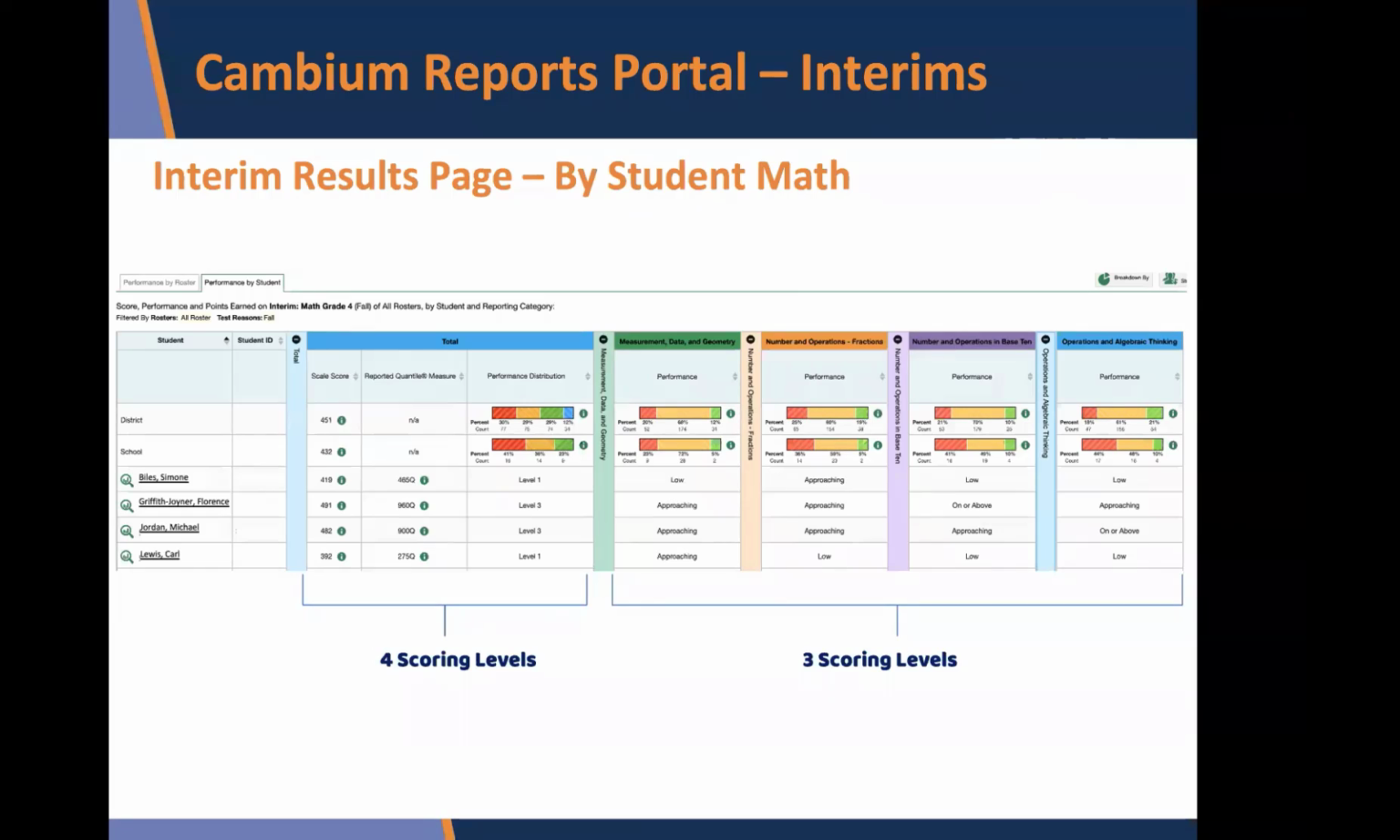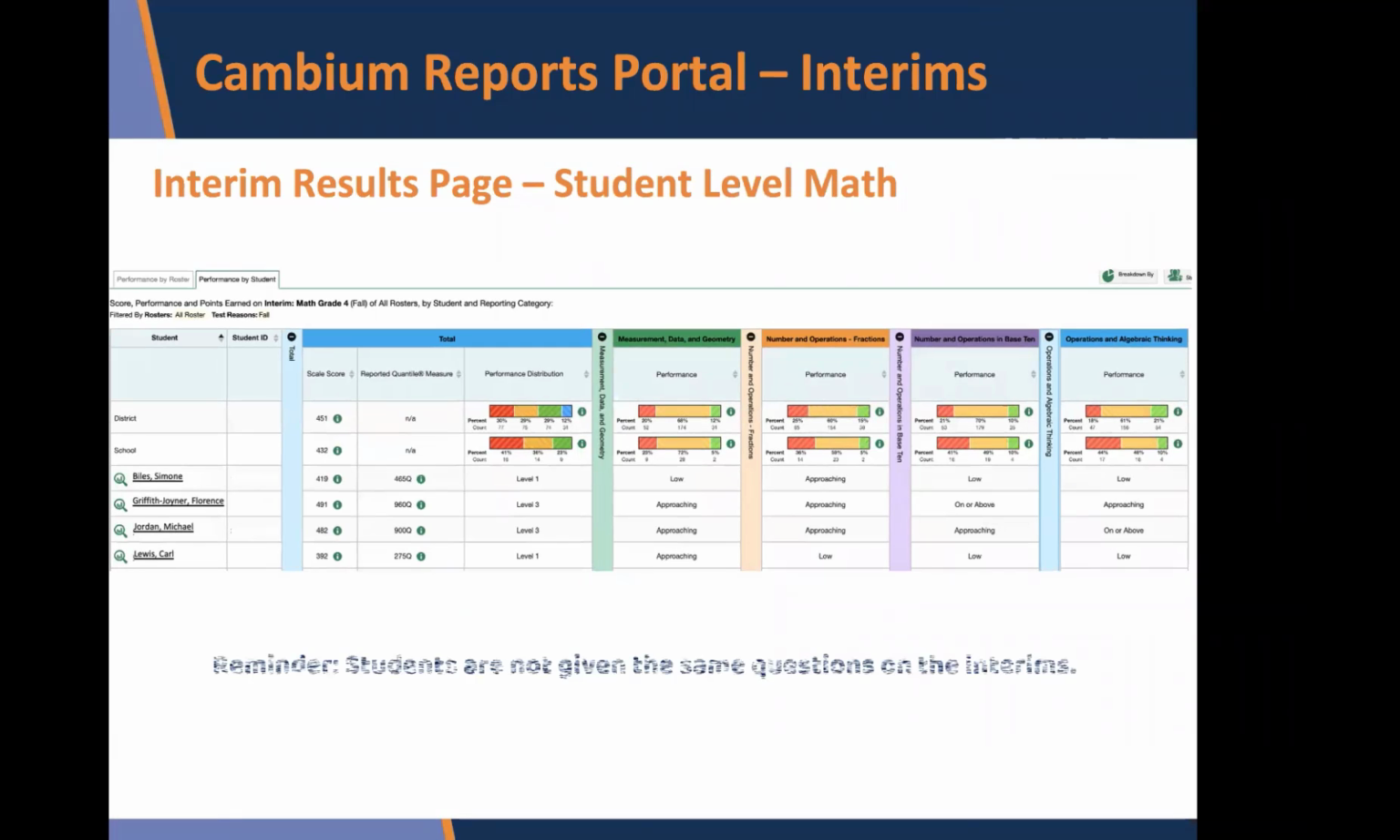questions. So what I also want to make sure that you understand is you can see that low is low and on or above is on or above. So those folks are sort of on the outlying section, but the approaching section, that has a huge range of abilities. So just be careful and take a peek at your approaching kids as well, because some of them might be really close to being in the low level.